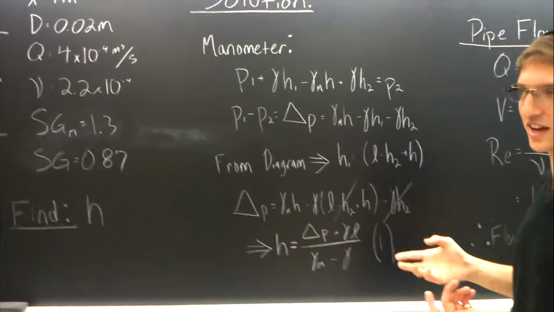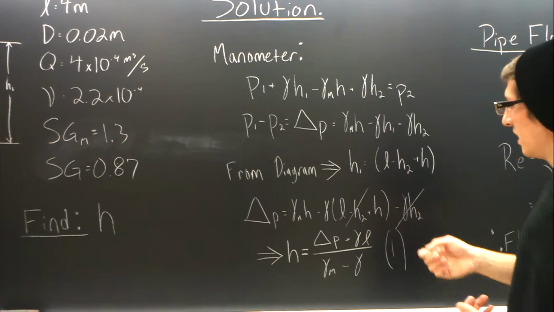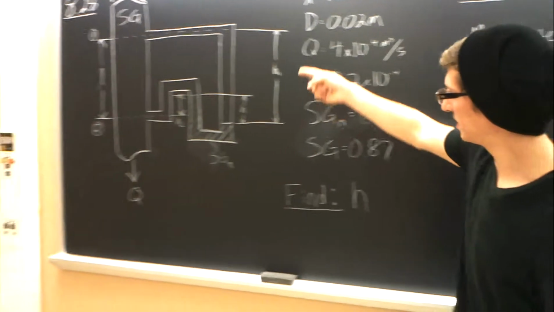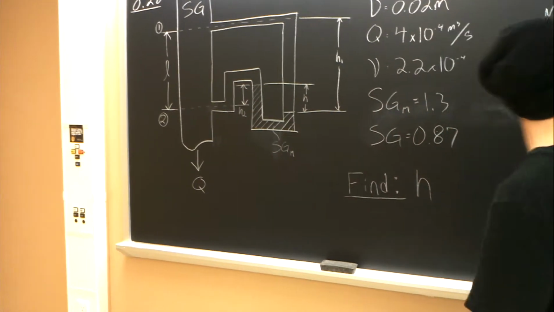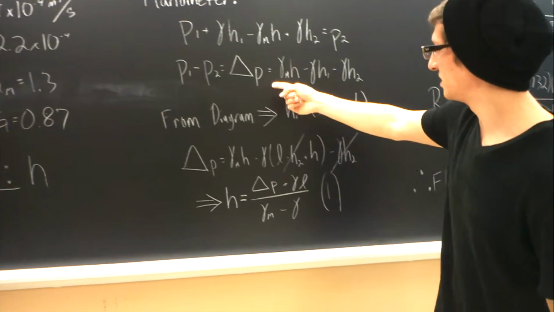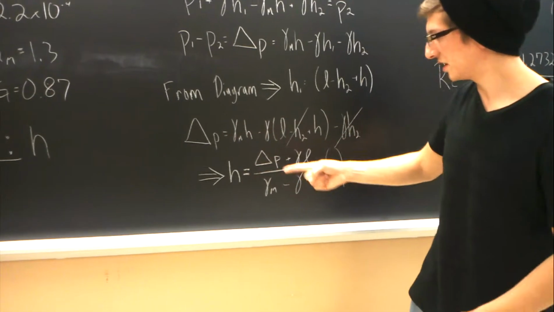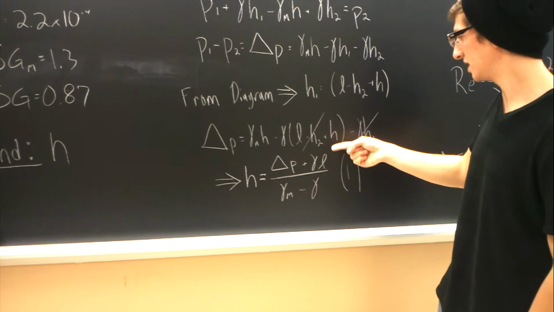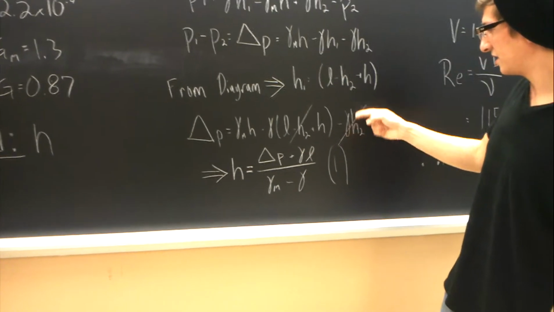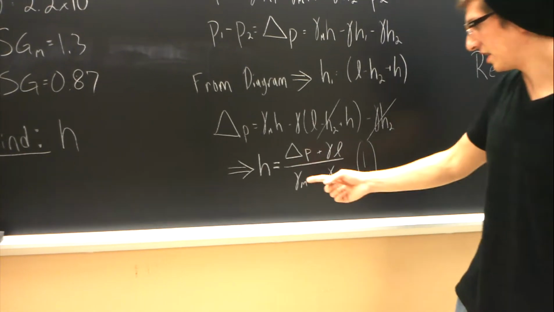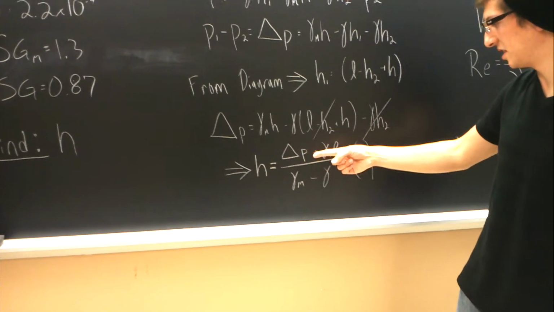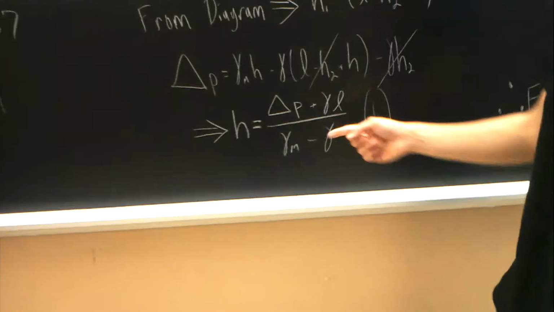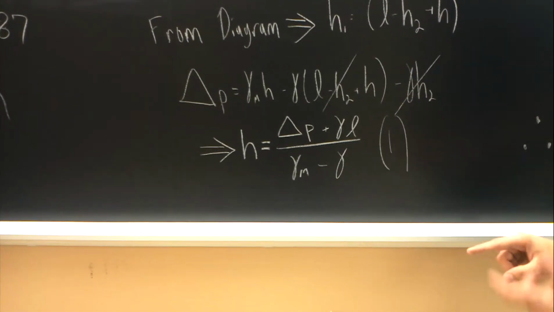Now, here's where the variables start to cancel out and you get left with the usable equation. So I said H1 equals L minus H2 plus H, which you can see from here is true. So you plug that back into the equation for delta P up here, and you get delta P is equal to gamma M H minus gamma times (L minus H2 plus H) minus gamma H2. You see that these cancel out, and then you rearrange and you find this equation here, which is that H is equal to (delta P plus gamma L) over (gamma M minus gamma). And those are all things that you can figure out from this problem. So we're going to call it equation 1, and we'll need that to find our final answer at the end.